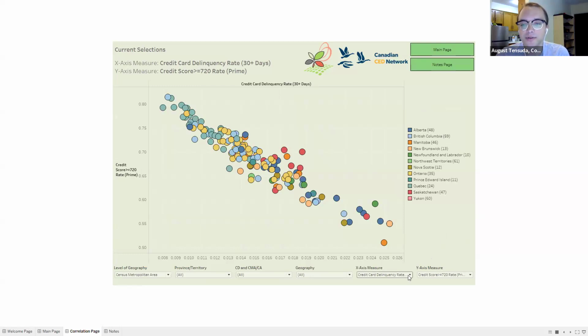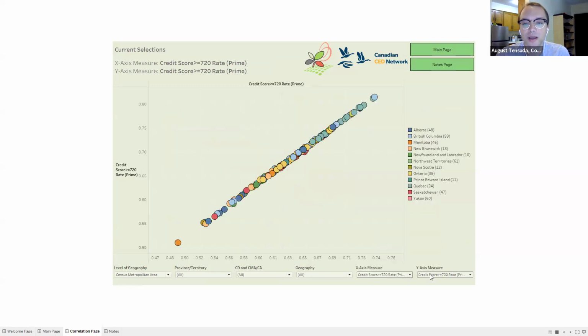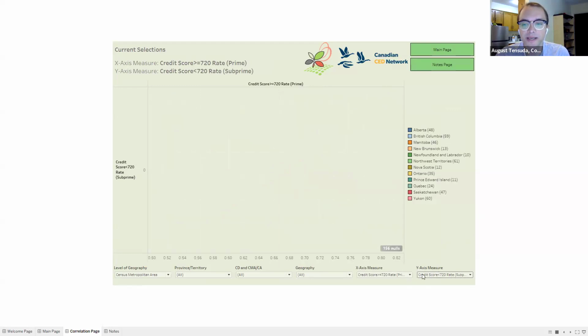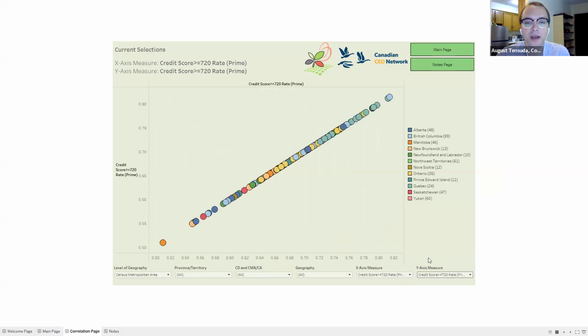Right off the bat, let's just do credit score rate prime and credit score rate subprime. And we can see that these end up being null. So this is because these are perfectly negatively correlated, this prime and subprime. If we choose prime and prime, or any two of the same measures, then you're going to get a diagonal line, right? Because the correlation is 1-to-1 because it's just the same measure on each of the axes. But you can do interesting things if you choose different measures.